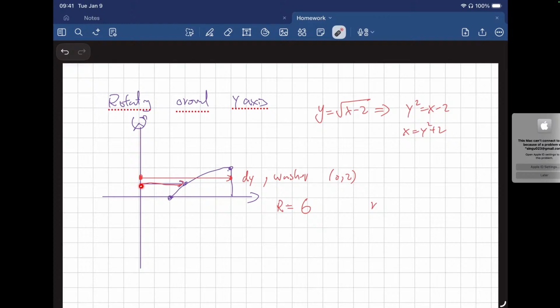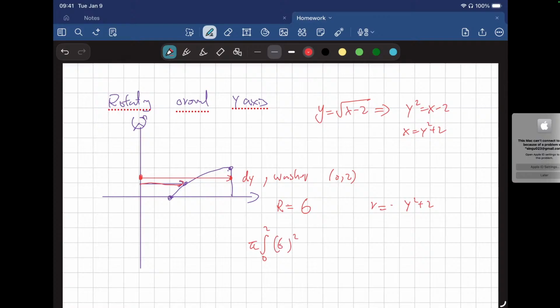But what is this? It's 2 minus... that's a function. What is a function? Y squared... it's equal to y squared plus 2. Is that okay? So that will be integration from 0 to 2. Don't forget pi. 6 parentheses square. Don't forget about square. Minus y squared plus 2 parentheses square dy. Does that make sense? You guys know how to do it now?